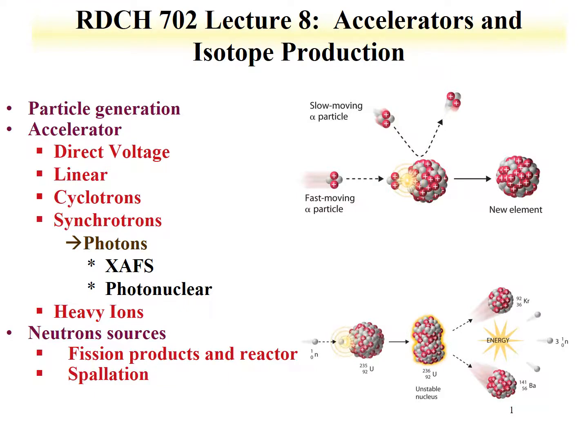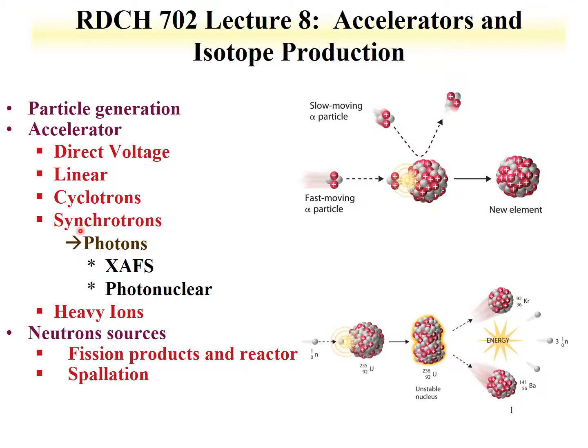Welcome to the 8th lecture for Radiochemistry 702. This lecture is on accelerators and isotope production. This lecture will cover topics related to particle generation and accelerators, particularly different types of accelerators listed here.